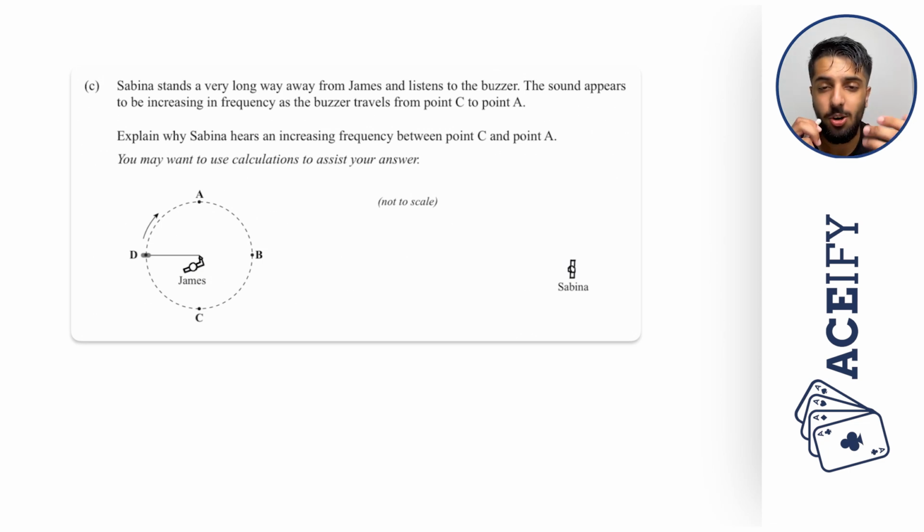Sabina stands a very long way away from James and listens to the buzzer. The sound appears to be increasing in frequency as the buzzer travels from point C to A. Explain why Sabina hears an increase in frequency from point C to A. You may want to use calculations to assist your answer. Whenever it says you may want to use something, you definitely want to use it, otherwise you'll lose points. May means you definitely calculate.